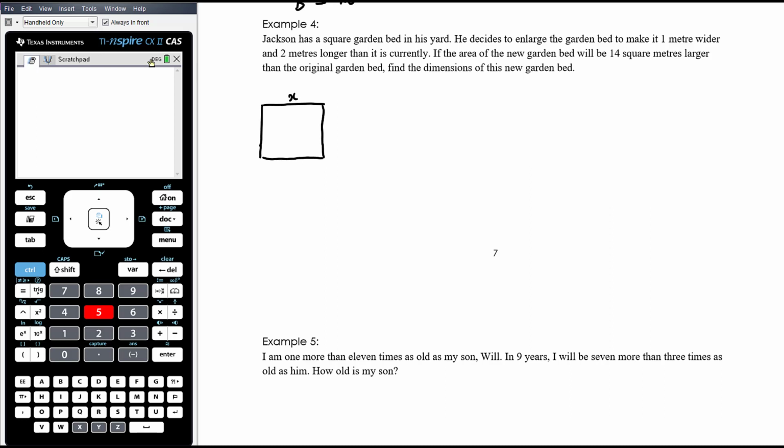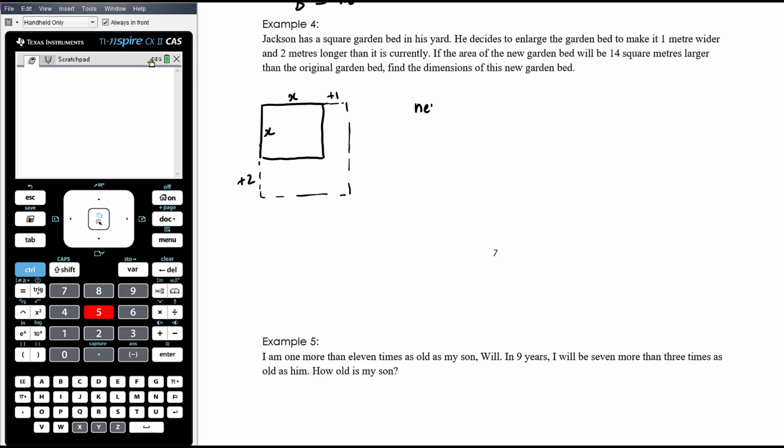Let's say that it's x by x. He decides to enlarge it to make it 1 metre wider, so he's going to add 1 on there, and 2 metres longer, so he's going to add 2 on there. Okay, so that's the enlarged garden bed. If the area of the new garden bed, so that is the bigger one, will be 14 square metres larger than the original garden bed, find the dimensions of the new garden bed.